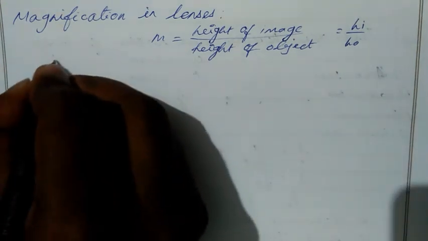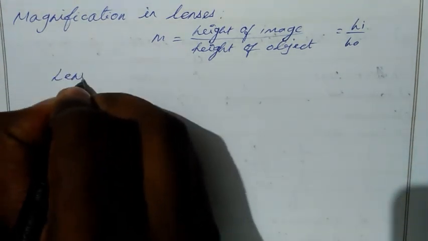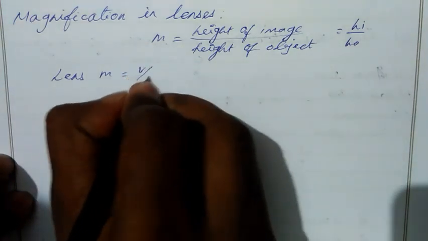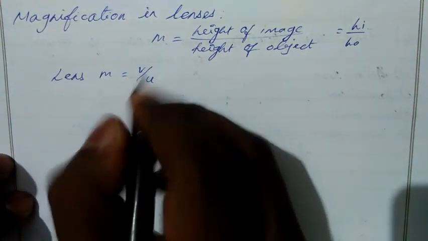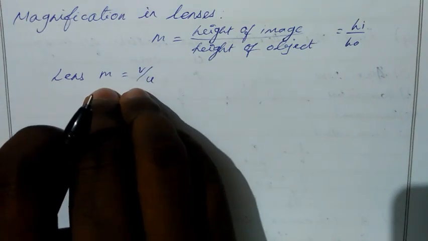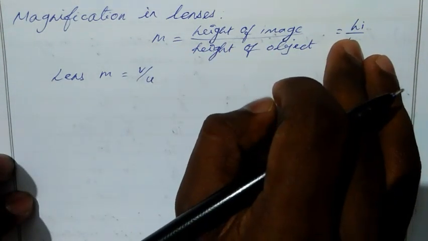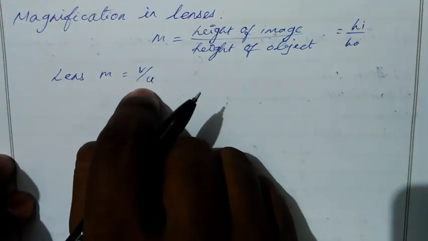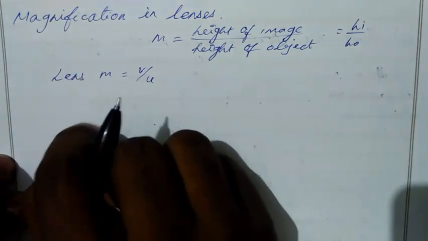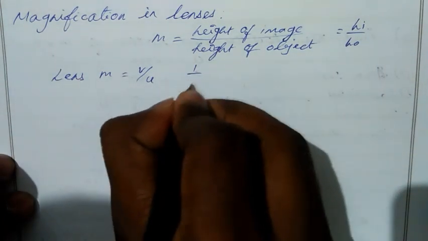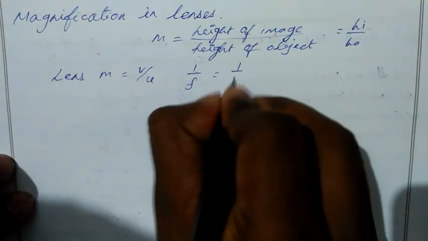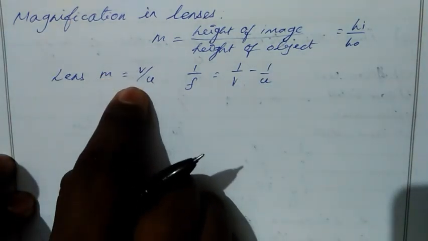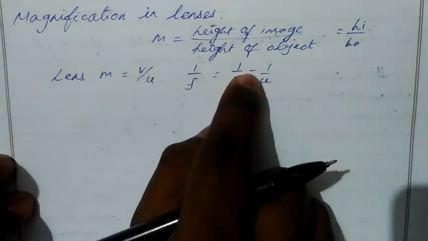So for a lens we have this formula for magnification, M equal to V by U. We have another formula for lens, M equal to Hi by Ho, or we can use V by U, where V is image distance and U is object distance. Then what is the lens formula? Lens formula: 1 by F equal to 1 by V minus 1 by U. So for magnification we have plus V by U, and in the lens formula we have minus here.